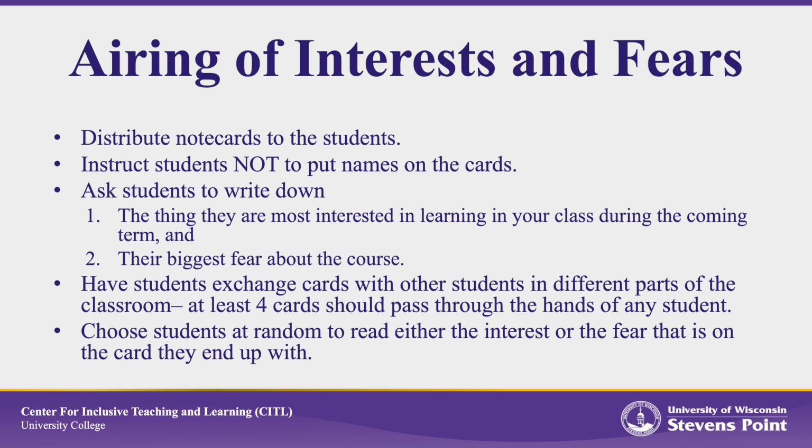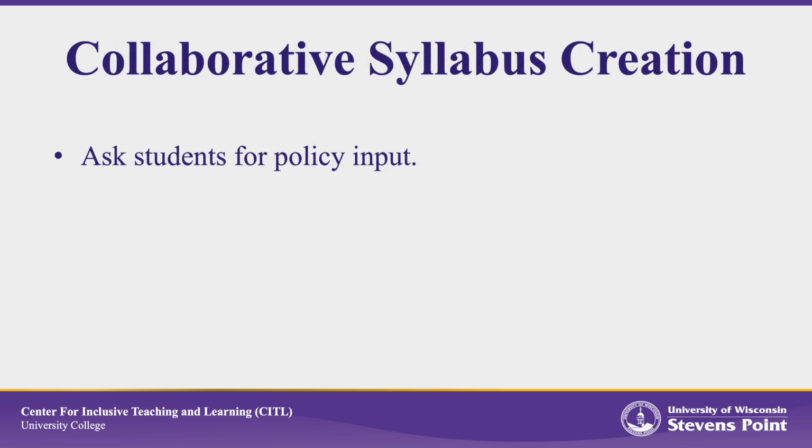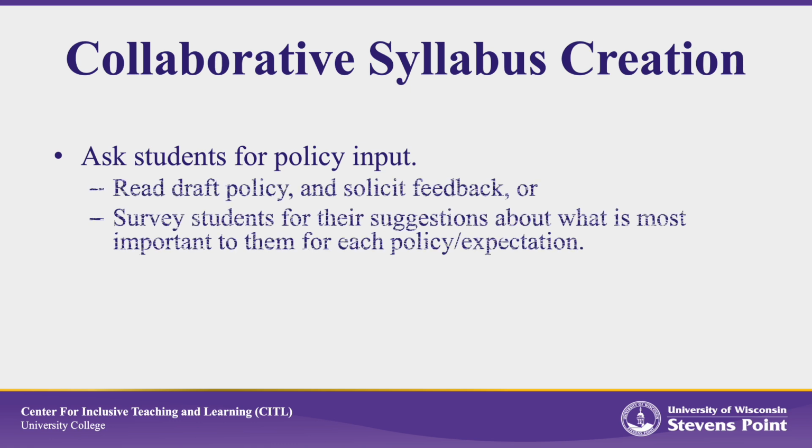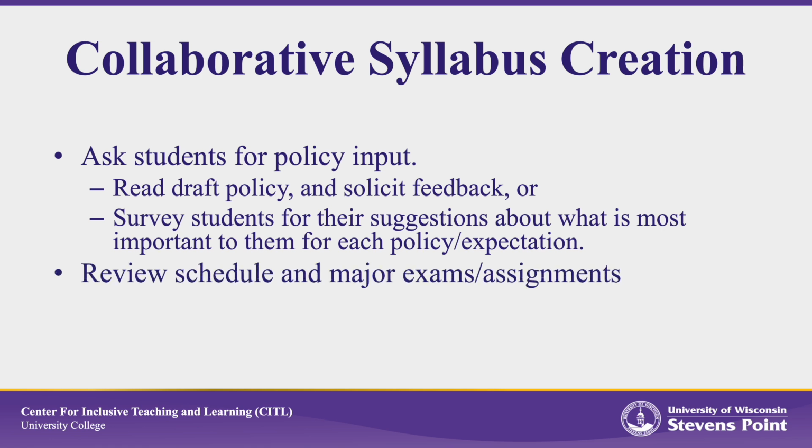Another alternative for you is collaborative syllabus creation. Ask students for policy input. You can read a draft policy and solicit feedback, or survey students for suggestions about what they think is most important for them for each of the course policies or expectations that you might have. You can review the schedule in major exams or assignments and solicit input on ways that you might evaluate their achievement of course learning outcomes.